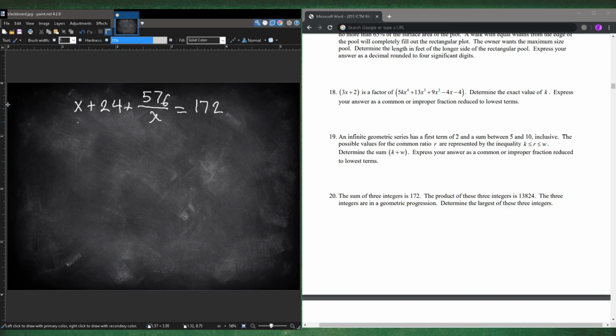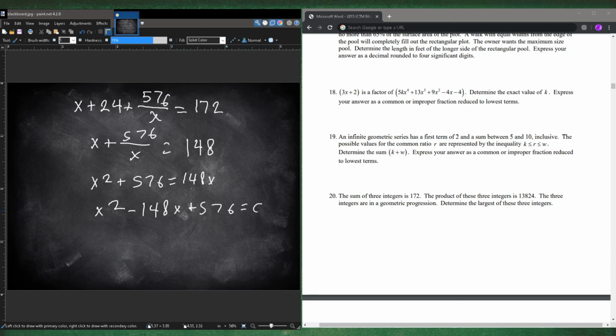So subtract 24 from both sides. You should get 148, I believe. 672, yep. And then multiply x by both sides. So that is x squared plus 576 equals 148x. So x squared minus 148x plus 576 is equal to 0. And then you could just complete the square.